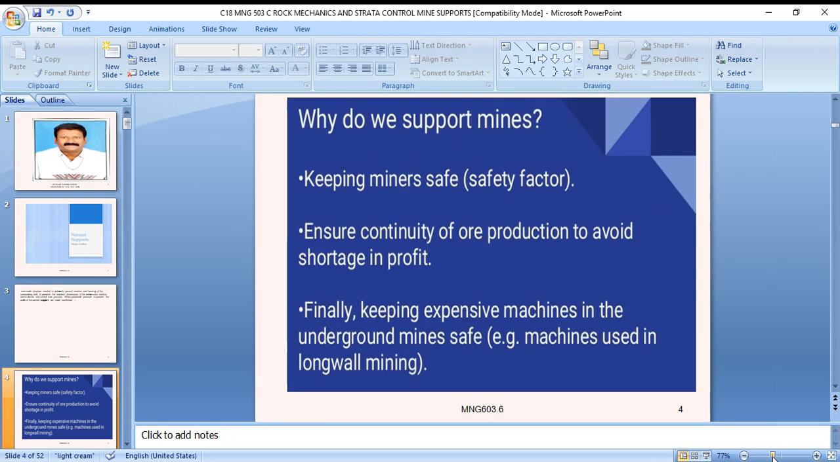So why do we support mines? Keeping miners safe, that is the first factor. Ensure continuity of the ore production to avoid a shortage in profit. Finally, keeping expensive machines in underground mines safe, for example machines used in the longwall mine. So keeping miners safe, ensuring continuity, and keeping the expensive machines safe. Keeping the underground mine safe is our motto, the basic prime motive of why mine supports are required.